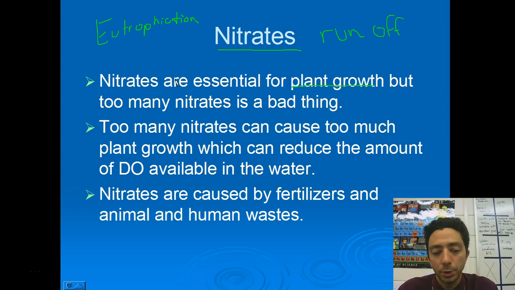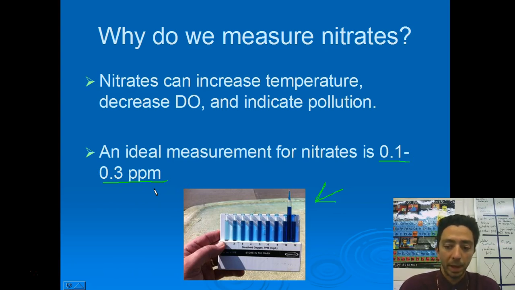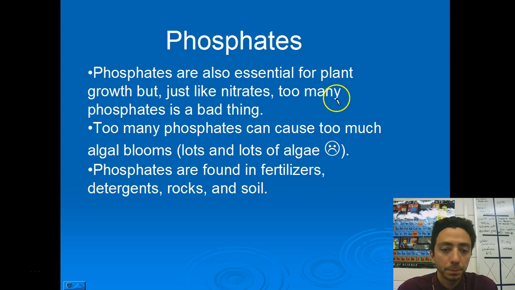So if we supply a lot of nitrogen, plants are going to explode in population, and as they die off, you end up with more decomposers, and so it kind of knocks it down. We measure it the same way as DO with a snap test. The procedure is a little bit different, but it's essentially the same test. What we're looking for here with nitrates is between 0.1 and 0.3 ppm. It's enough for plants to grow, but not so much that they can overtake everything. This is a good indication of pollution if we find high nitrates in the water.